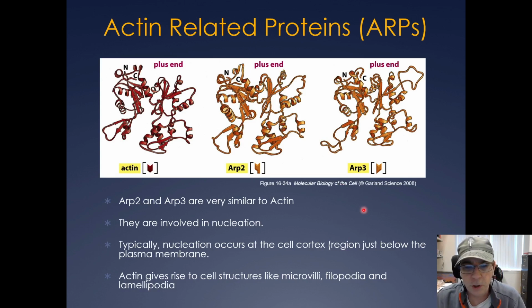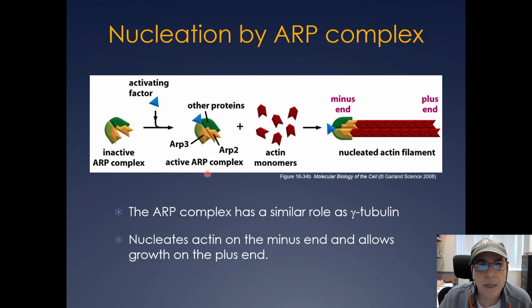That's the region just below the plasma membrane. And so we'll see in a few slides coming up, as well as next week's slides, how these nucleators under the plasma membrane actually help with lamellipodia formation and the actual cell movement. But here's just a little schematic about how the nucleation of the ARP complex works.